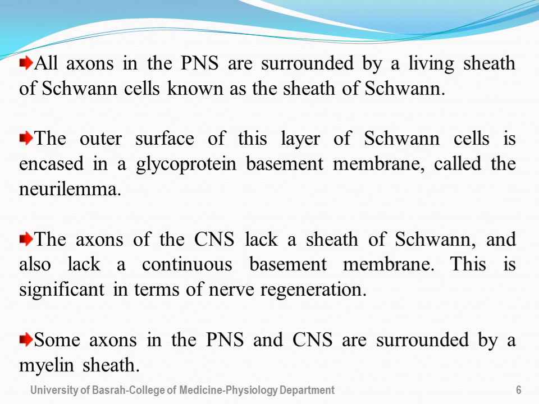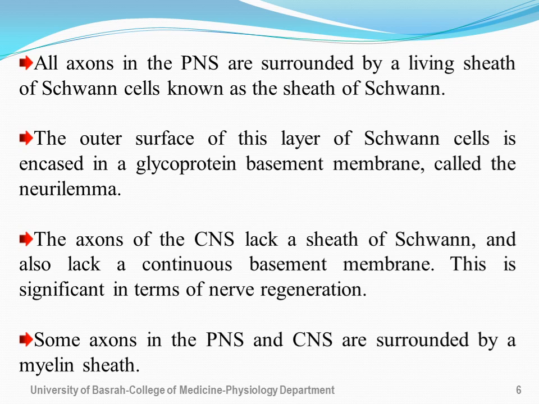Now, all the axons in the peripheral nervous system are surrounded by a living sheath of Schwann cells. We call it the sheath of Schwann. The outer surface of this layer of Schwann cells is enveloped by a glycoprotein basement membrane. We call it the neurolemma. The axons in the central nervous system lack the sheath of Schwann and lack the continuous basement membrane that is very important in the regeneration of a cut axon in the peripheral nervous system.